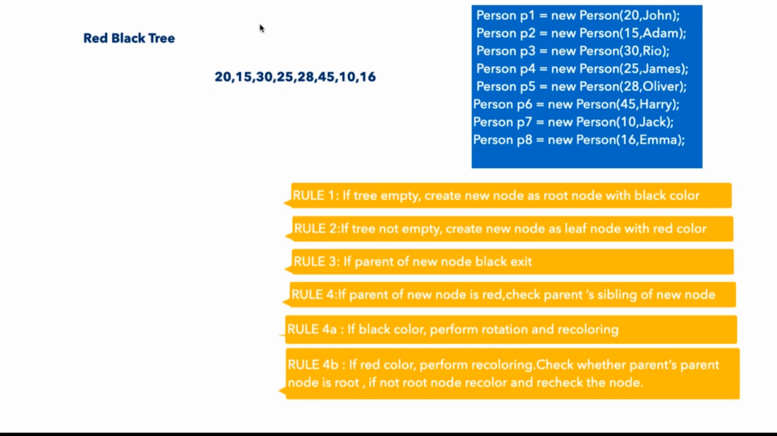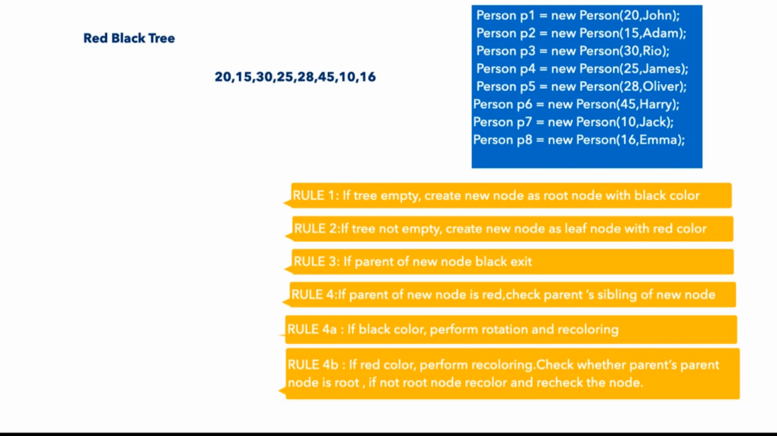4A. If black color, perform rotation and recolor. 4B. If red color, perform only recoloring. Check whether parent's parent node is root. If not root node, recolor and recheck the node. Let's see this with the given example. Let's discuss this with an example.